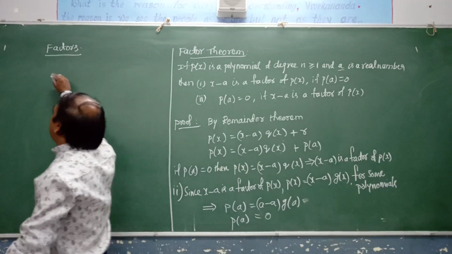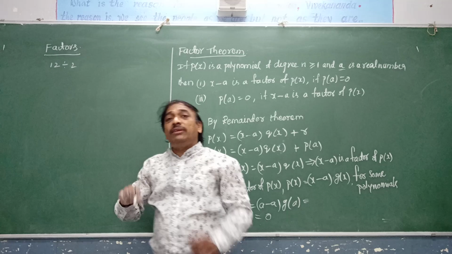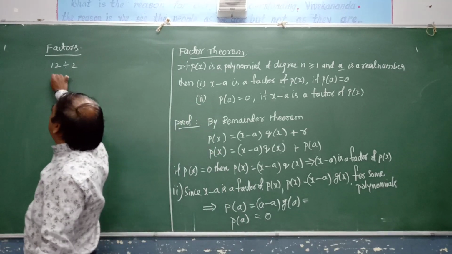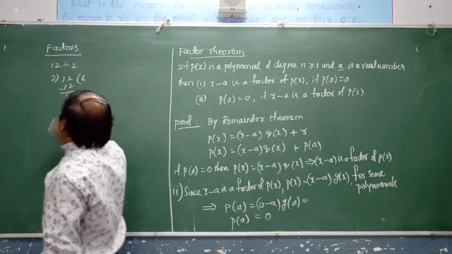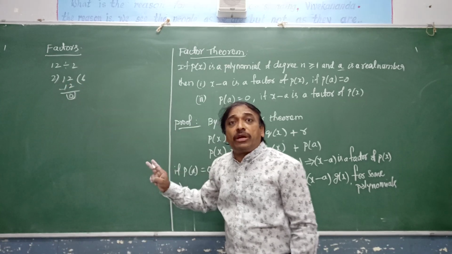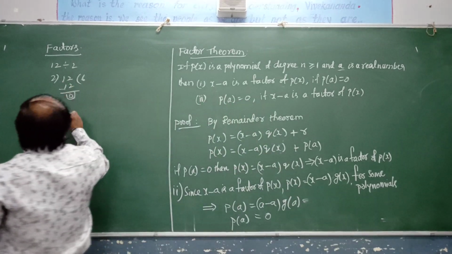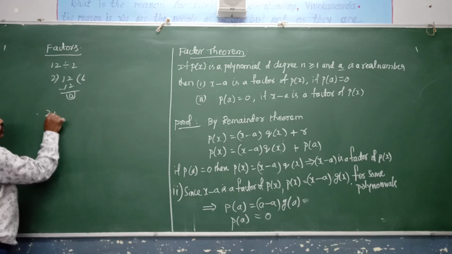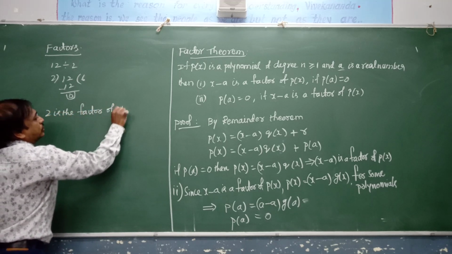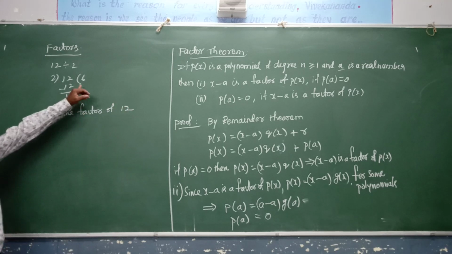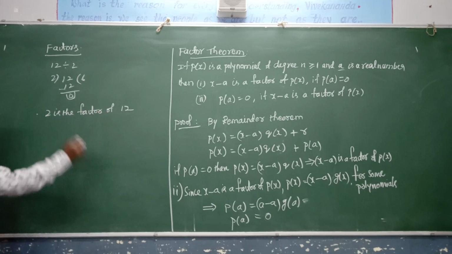For example, you see here 12 divided by 2. That means you are dividing 12 by 2. 2 sixes are 12. What is the remainder you are obtaining here? The remainder is 0. That means 2 is a factor. Therefore, 2 is a factor of 12. Even 6 also is a factor of 12.